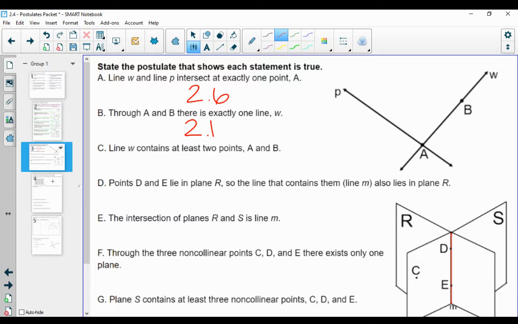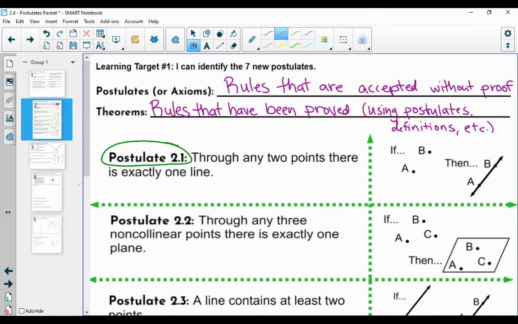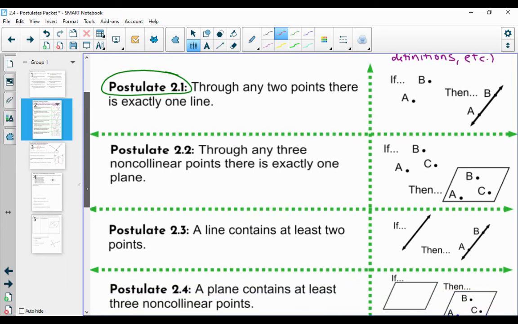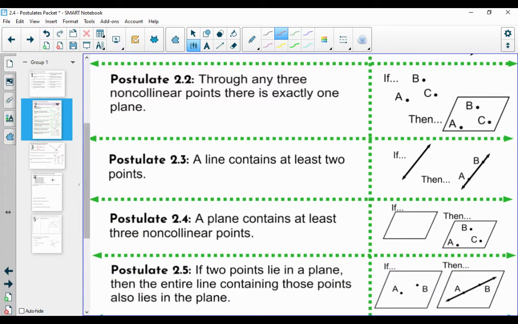Statement C, line W contains at least 2 points, A and B. So this is kind of the opposite of that last postulate. If I've got a line, then I can add 2 points to it. That looks like it's postulate 2.3.